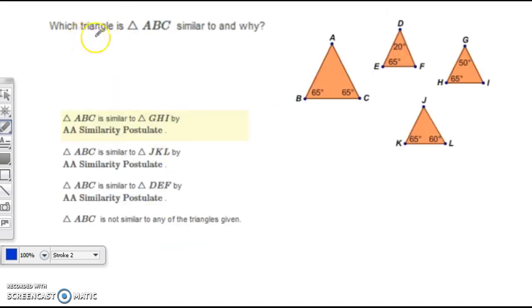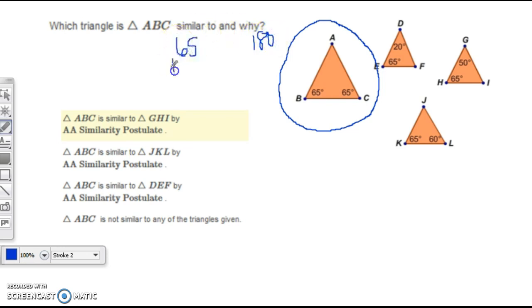All right. Which triangle is triangle ABC similar to, and why? Wow, I had a hard time reading there for a second. All right, so we're comparing them to triangle ABC. Now notice it gives us two angles. I want to go ahead and find the third angle. I want to know all three angles in triangle ABC. So remember, the sum of the interior angles of a triangle has to add up to 180. So I could take 65 plus 65 and then subtract that from 180. And that tells me that that angle has to be 50 degrees.